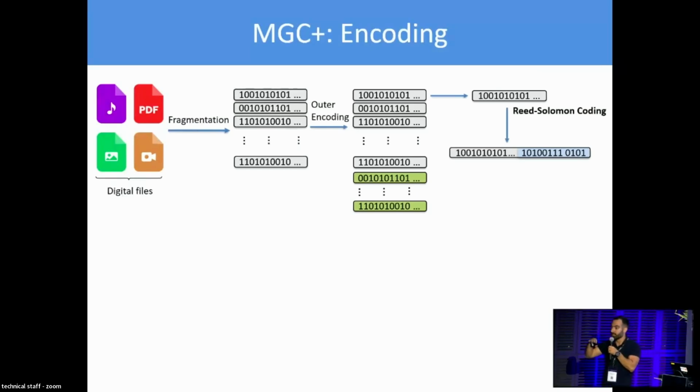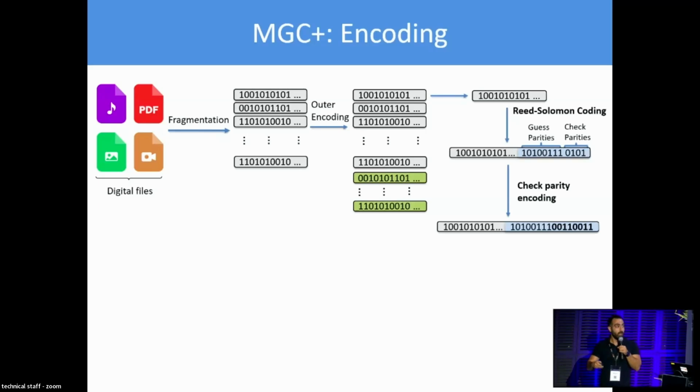Now, given a certain oligo, or at this point it's not an oligo yet, it's a binary sequence, we add some redundancy to this binary sequence using Reed-Solomon codes. But I just told you that Reed-Solomon codes don't work for deletions and insertions. That's why there is a part in the decoding, which I will later explain, which will make Reed-Solomon codes viable for correcting such errors. And this redundancy is divided into what we call guess parities and what we call check parities. And these check parities are going to be further encoded using an additional layer of error correction.